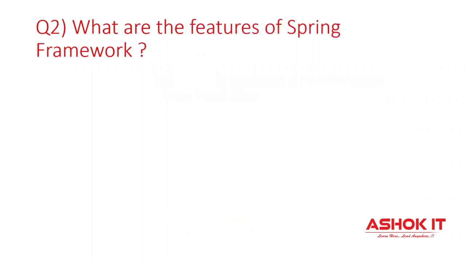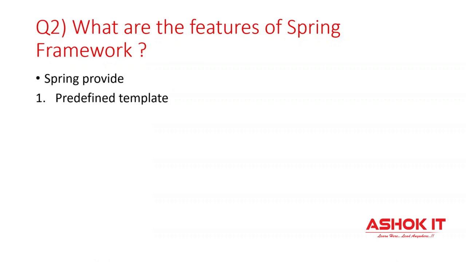Second question, what are the features of Spring Framework? Spring has a lot of features. The first one is a predefined template. We have JDBC template, Hibernate template, REST template, JMS template. So templates are the classes which reduce boilerplate code. If you write a JDBC program, we have to write a lot of code like connection, statement, result set and all. That is replaced by using JDBC template. In the same way, other templates also.